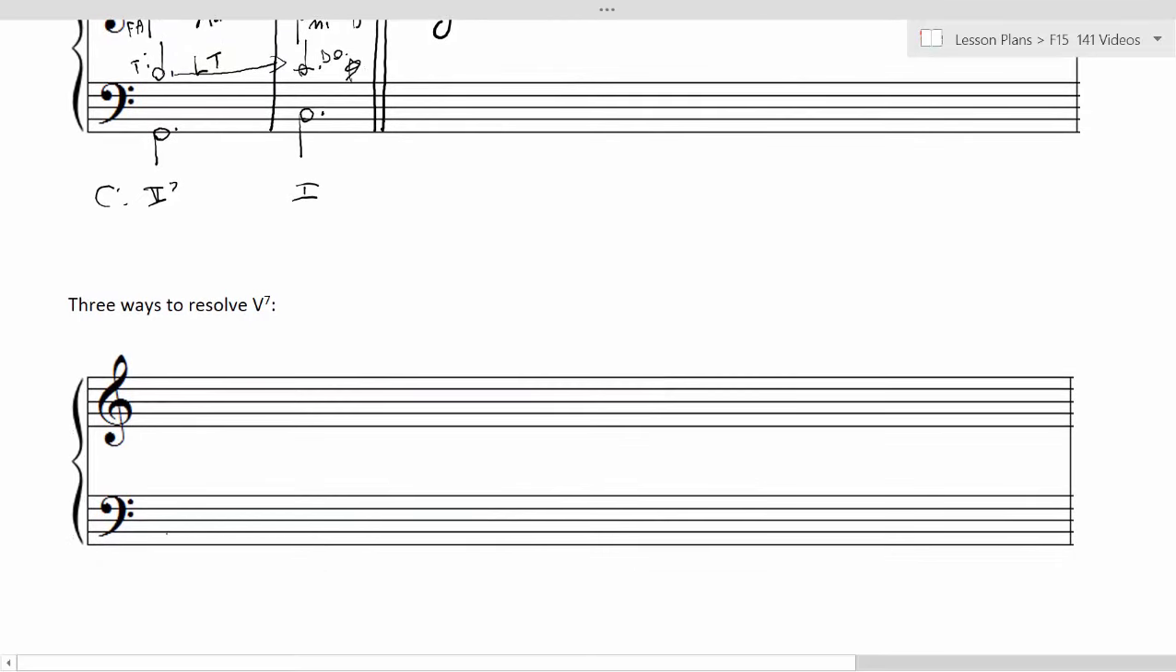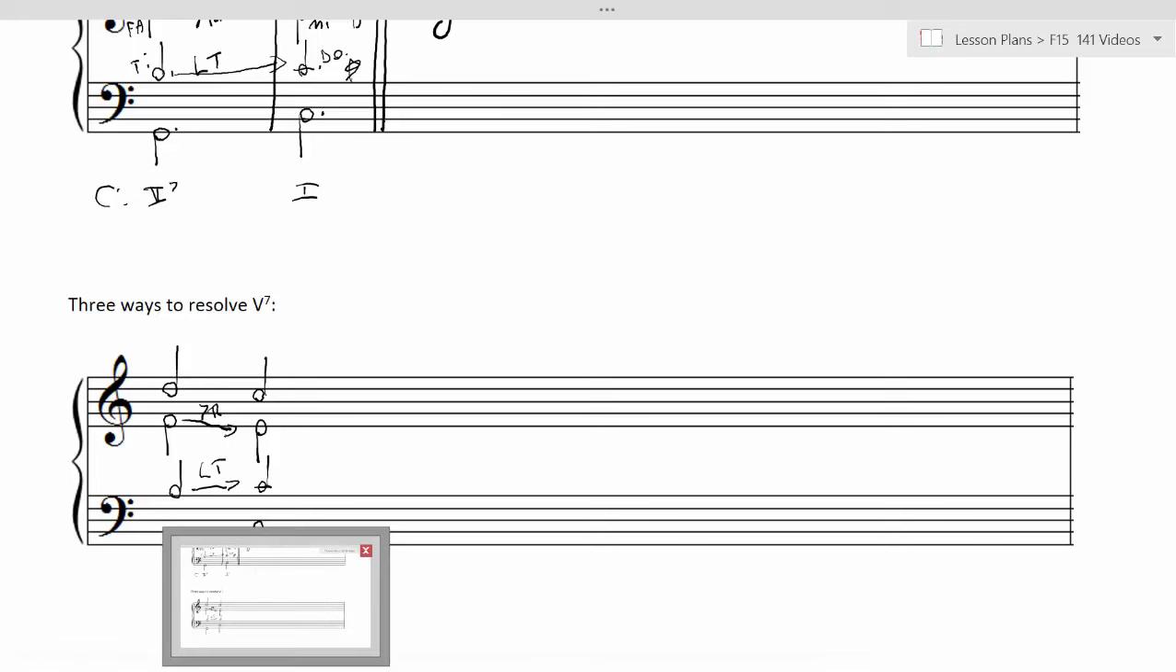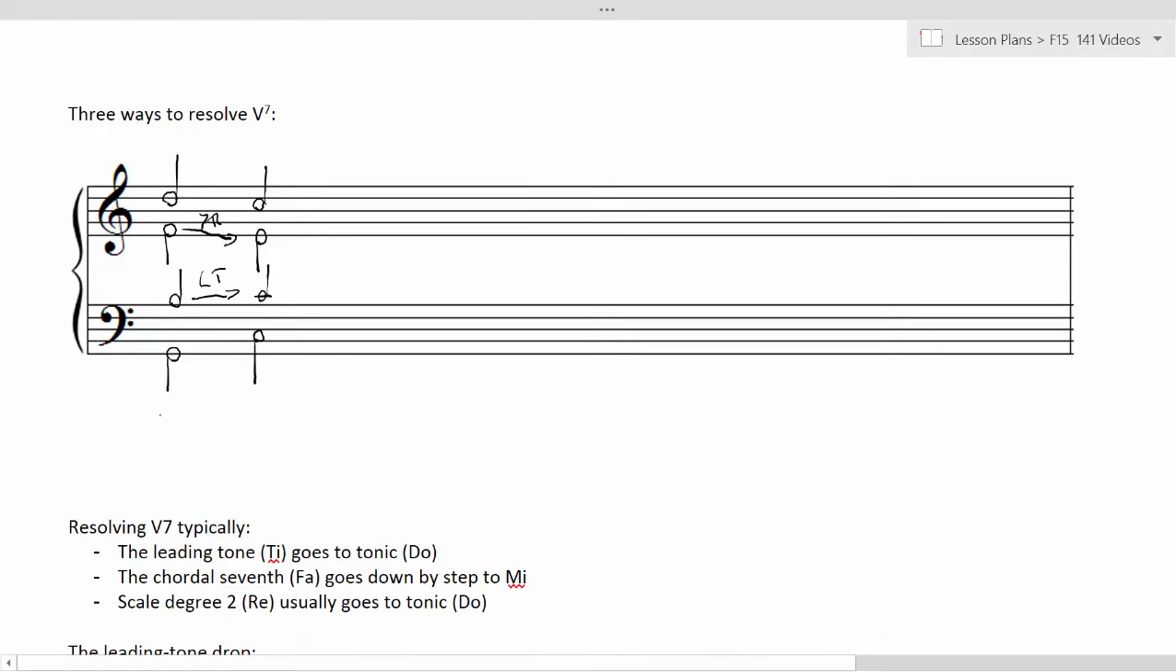We've already seen one of the ways, and just for completeness, I'm going to write that down here. Okay. So I'll rewrite what I wrote up there. I guess I don't need to write dotted half notes. Okay. C, F, B, E, and C. Okay. And I've got my seventh falling and my leading tone rising. Okay. So that is 5/7 to 1.